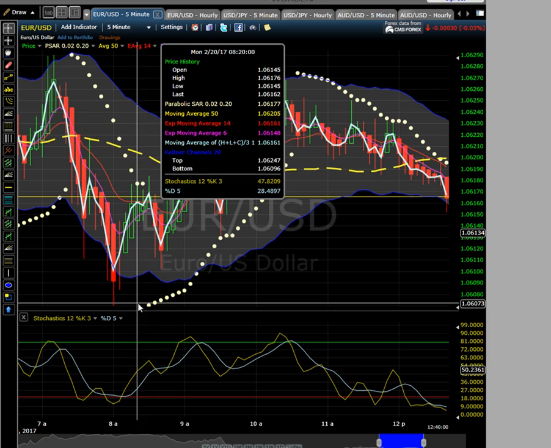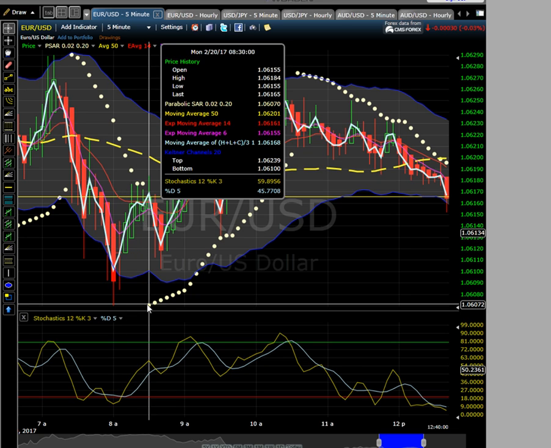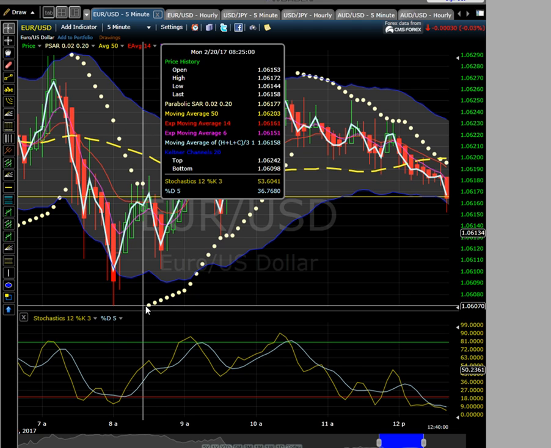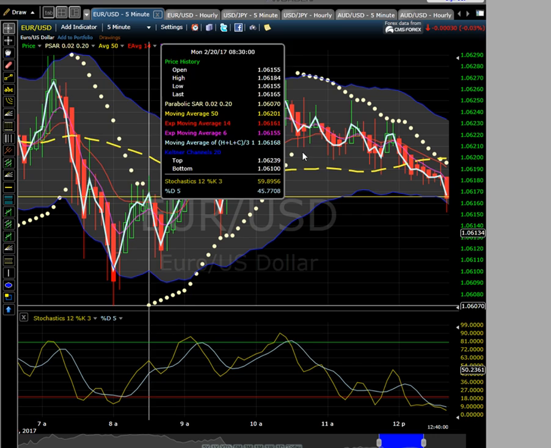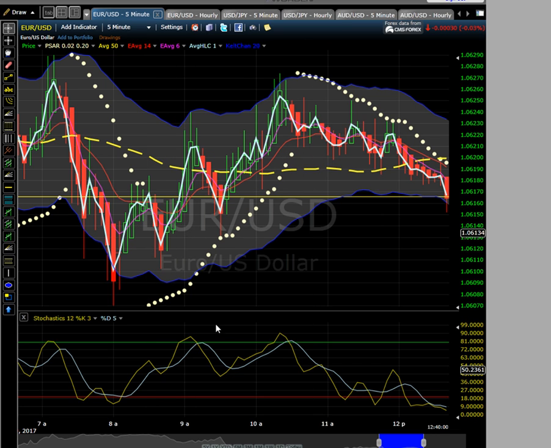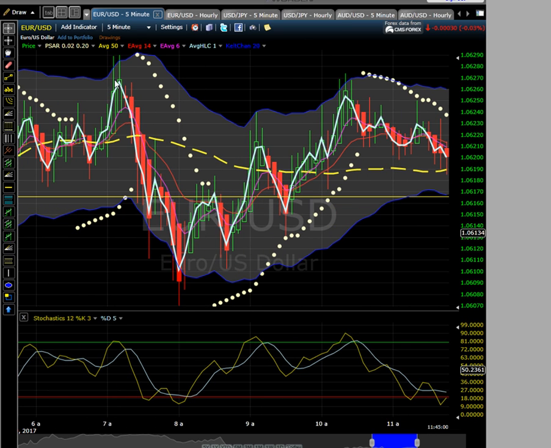A parabolic SAR pops up a couple candles later, probably about 20-25 minutes later. After it leaks out, then it retraces back, and bam, you have another trend that starts right here. And we could go down here as well. You see it leaks out right here, and bam, another trend starts right there as well.